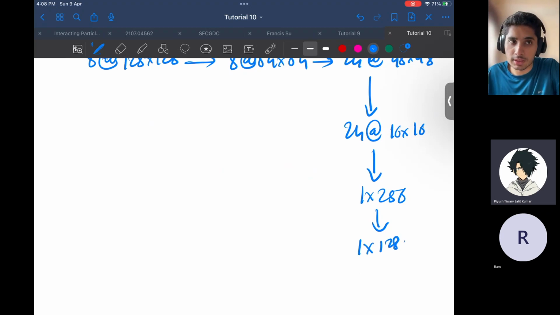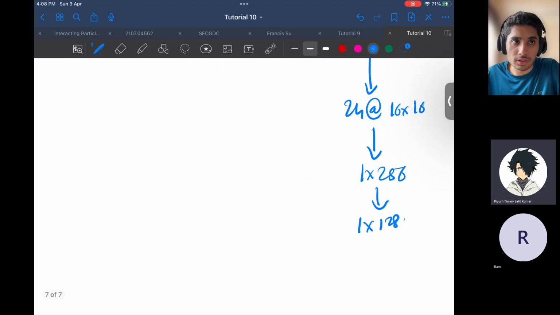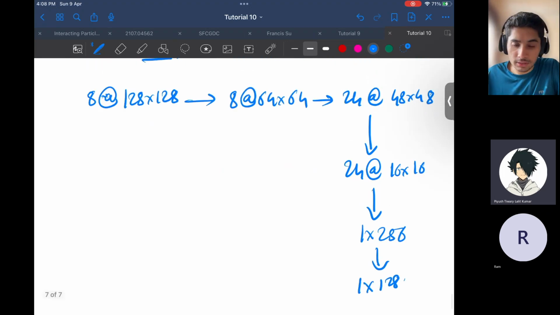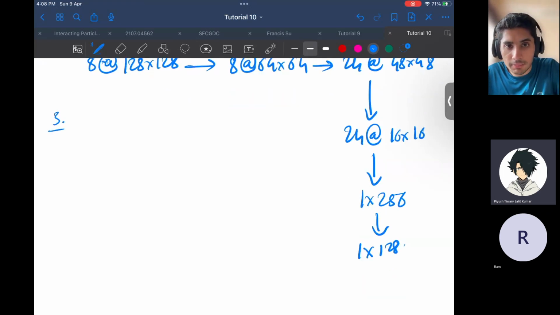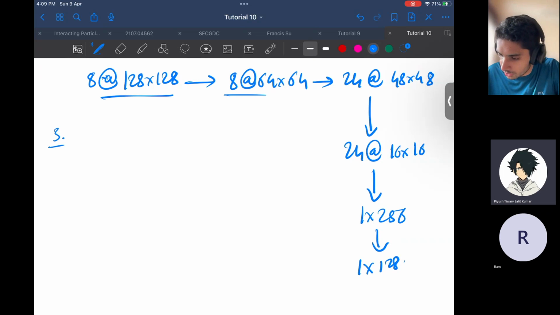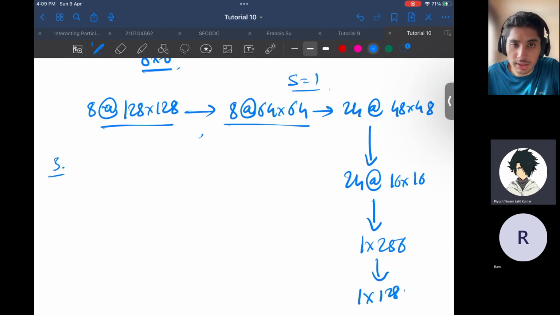So overall, this is the overall structure. Let us look at the questions now. The third question basically asks us, what is the dimension of an individual filter in the initial layer? Going from here to here, what should be the dimension of the filter? It is given that s is equal to 1, so the stride is always equal to 1.